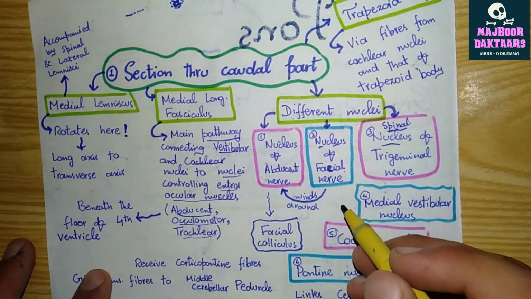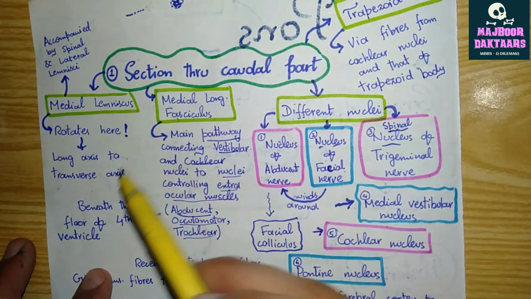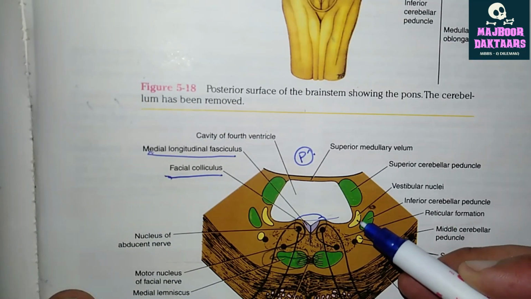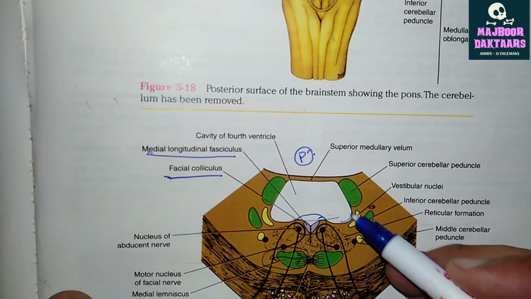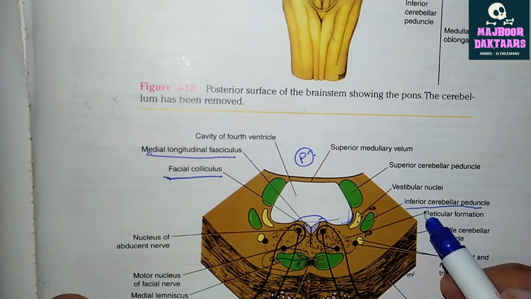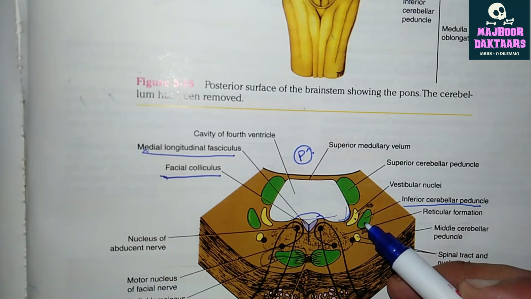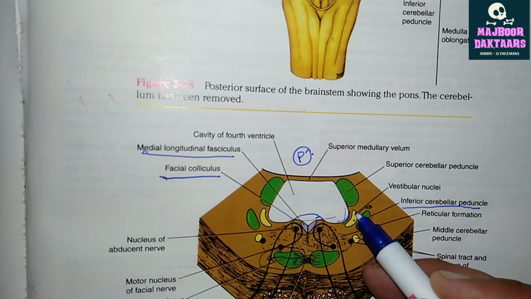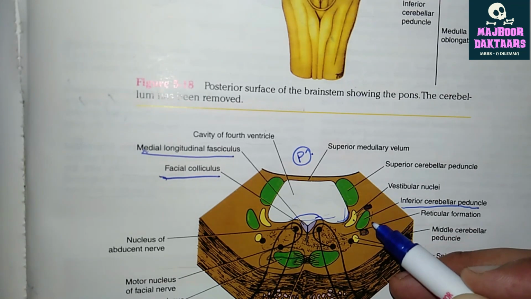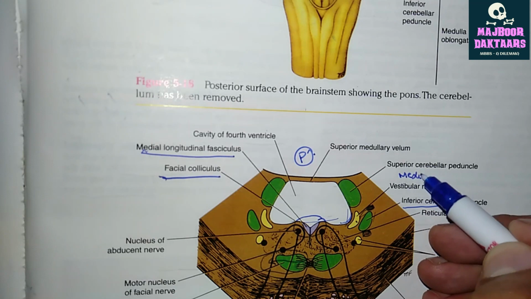Other nuclei we see are the medial vestibular nuclei and the cochlear nuclei, which we have also seen in the medulla in the previous lecture. Here is the vestibular nuclei, which is close to the floor of the cavity of the fourth ventricle, and this structure is the inferior cerebellar peduncle, which is specific to the medulla. Since it is the caudal portion, the inferior cerebellar peduncle is visible. Medial to it is the vestibular nuclei, while anterior and posterior to it are the anterior and posterior cochlear nuclei respectively. If we talk specifically, this vestibular nuclei is the medial vestibular nuclei.